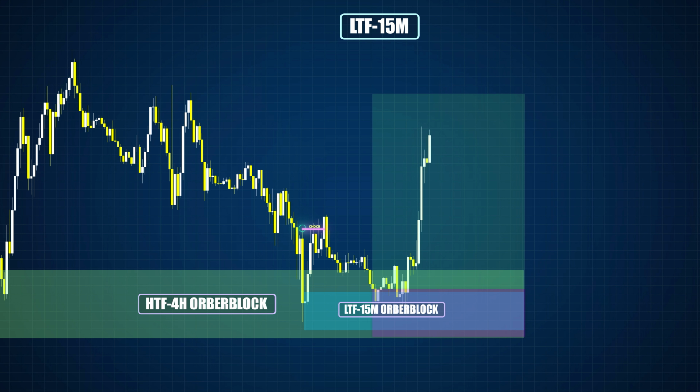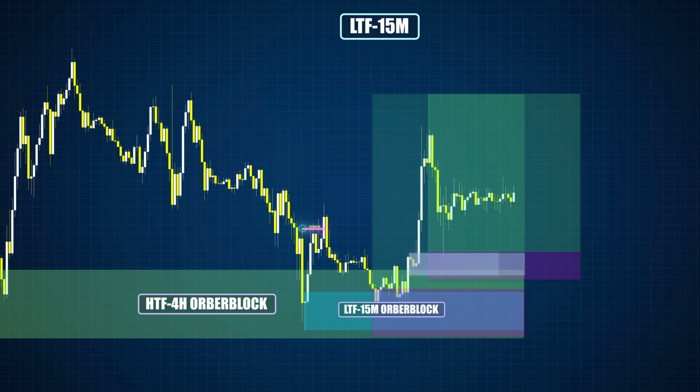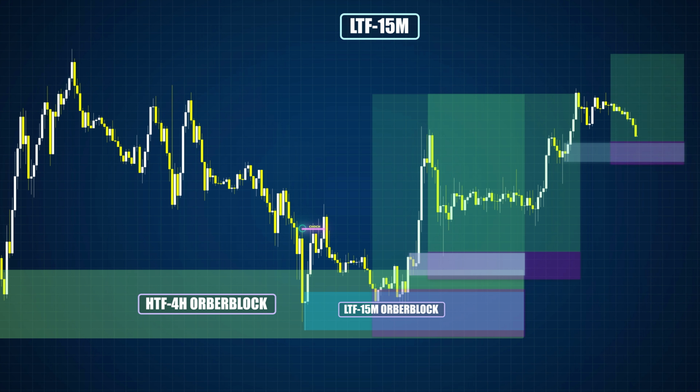But here's where things get interesting. As price continues upward, new order blocks will form. And every time a fresh bullish order block appears within the trend, that's another opportunity to enter. Take a look. Right here, we get a clean new order block, offering another entry. And over here, another one forms, giving us yet another chance to scale in. This is how smart traders compound their positions, maximizing gains while managing risk.